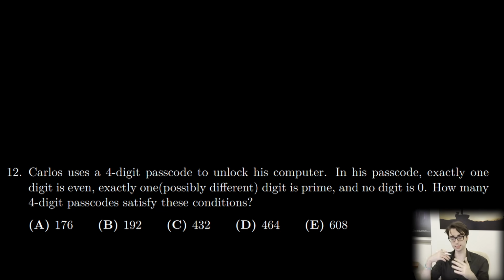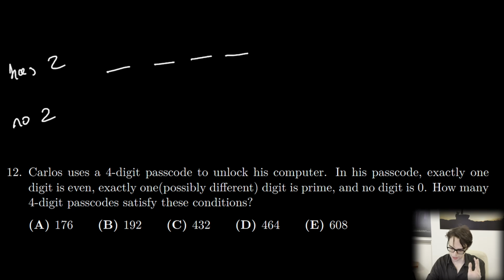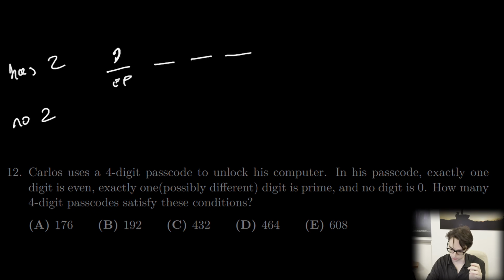Okay, so let's think about this. It says possibly different, so not necessarily different, but possibly. Well, there's only one even prime. So let's look at two cases. It has a 2 in it and no 2 in it. If it has a 2, and this is the way I like to think about it, we have 4 places. Let's say that the even prime is at the first place. So that's where our 2 is.